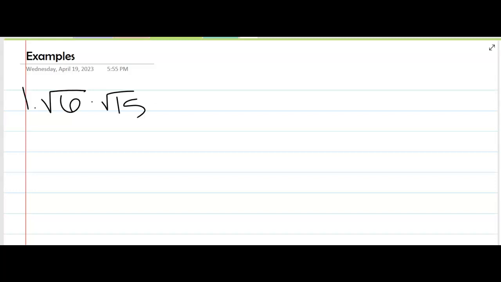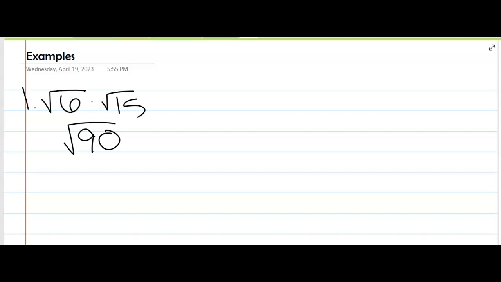They stay on the outside. I don't have any numbers on the outside of this radical. So then we're going to multiply these two numbers that are underneath the radical. The 6 is underneath the radical. The 15 is underneath the radical. When I take 6 times 15, I get 90, but they are going to stay underneath the radical.